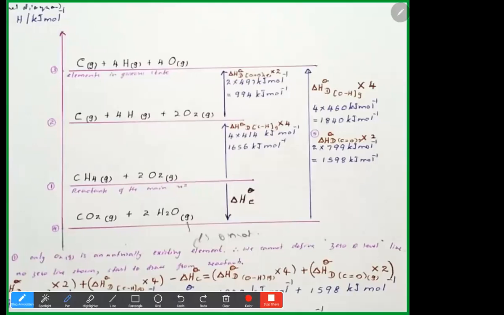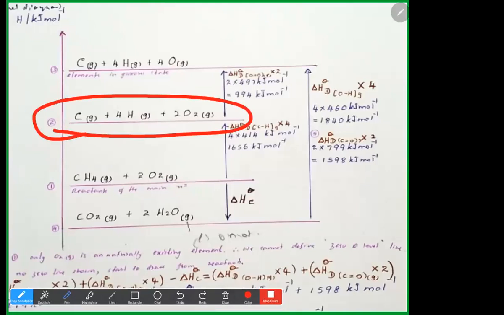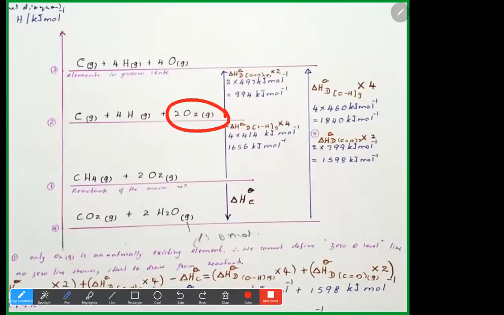Keeping everything in your mind, I'm going with this energy level diagram. Here I can start from constituent elements because here you don't have constituent elements. Oxygen is in its constituent level, but carbon and hydrogen are in these gaseous atoms. So it's totally different.